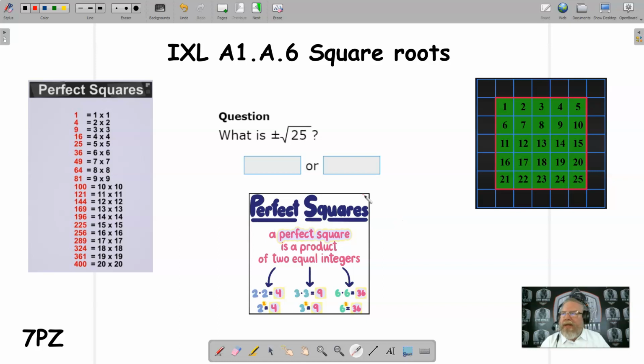Hello, this video is for IXL Activity A1.A.6 and it's titled Square Roots. The 3-character code for this activity is 7 Papa Zulu.